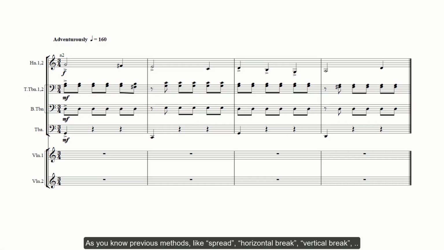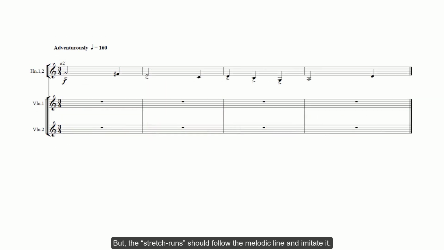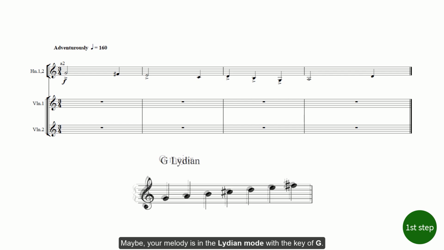As you know, previous methods like spread, horizontal break, vertical break, and stretch basic are made on the harmonic plan. For example, the first chord is the G major, and I broke it into several paths. But the stretch runs should follow the melodic line and imitate it. So the first step is to determine the existing mode and tonality. In my case, the melody is written in major mode within the tonality G. Maybe your melody is in the Lydian mode with the key of G.